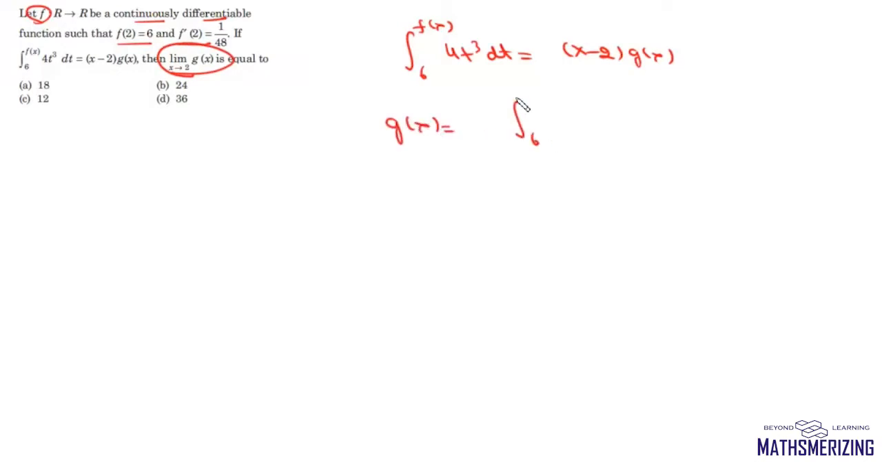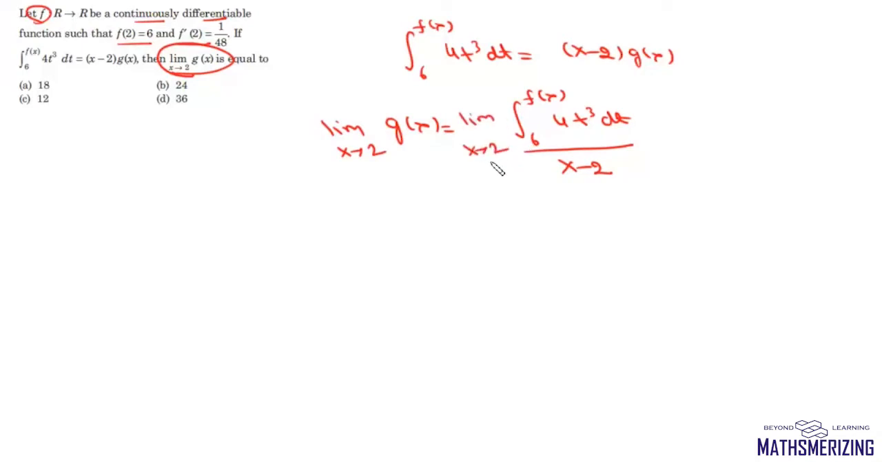Now here the question is, we are given this function f which is continuously differentiable such that f(2) is 6 and f'(2) is 1 by 48, and it says the integral from 6 to f(x) of 4t cube dt is equal to (x minus 2) g(x). We need to find the limit as x tends to 2 of g(x). So from here we can write g(x) as the integral from 6 to f(x) of 4t cube dt upon x minus 2, and now we'll take this limit x tends to 2.